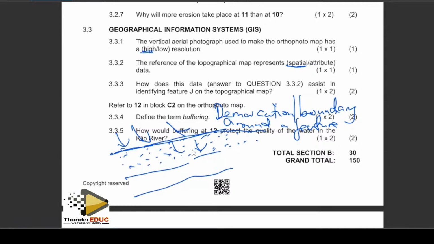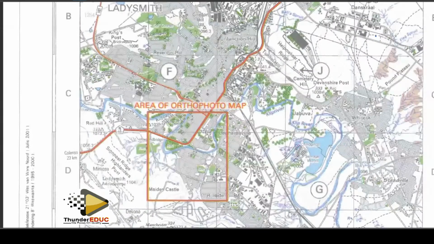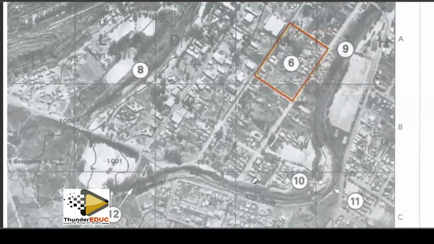Right. Move on to the next question, which is our last question for the paper. Right. How would buffering at 12 protect the quality of water in the Klip River? Buffering at 12, we are using the orthophoto map. There's evidence of buffering at point 12 on the orthophoto map. Let's check our 12 is there. There is some boundary along the Klip River as indicated by 12 there, definitely.